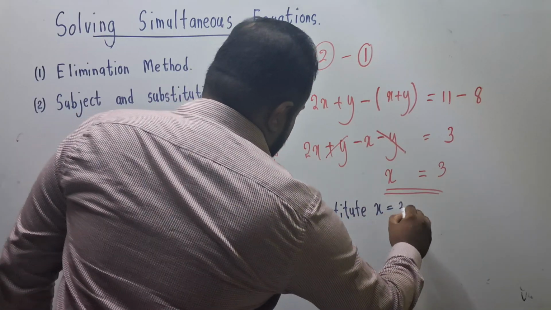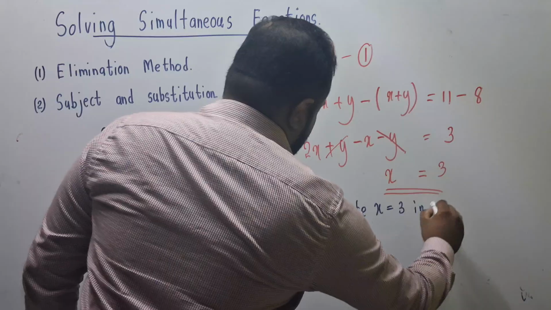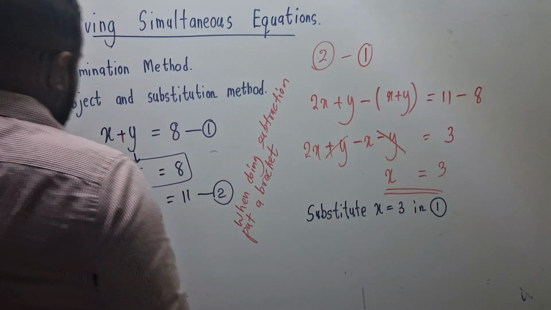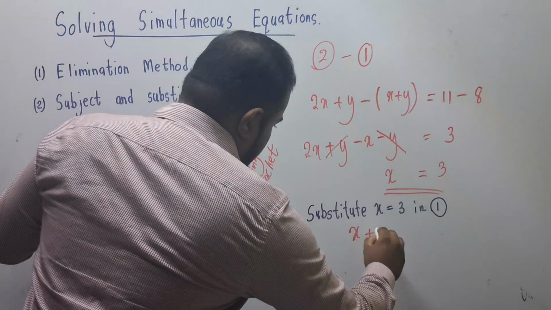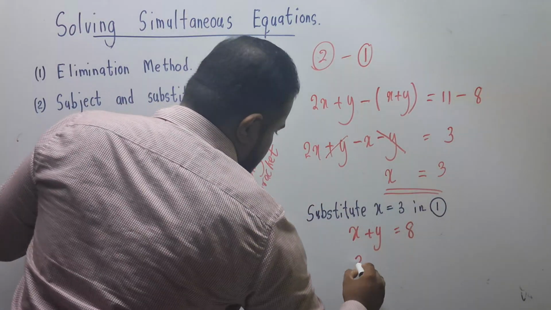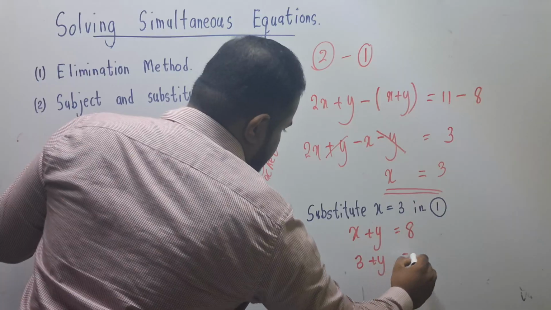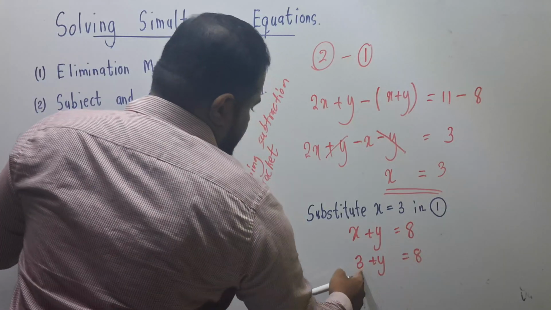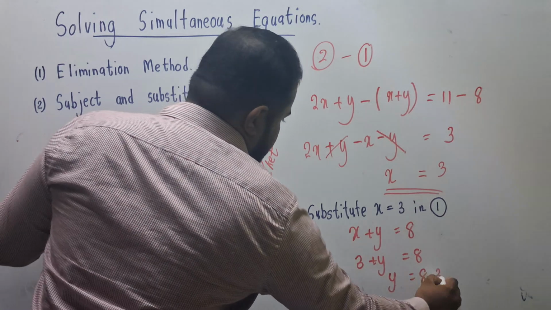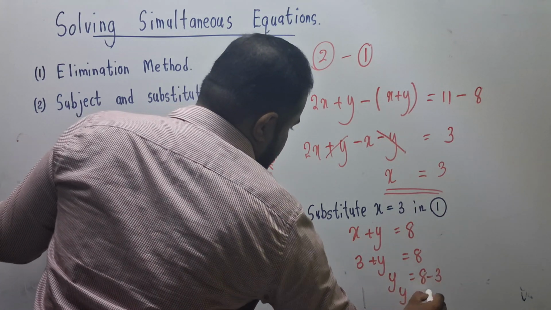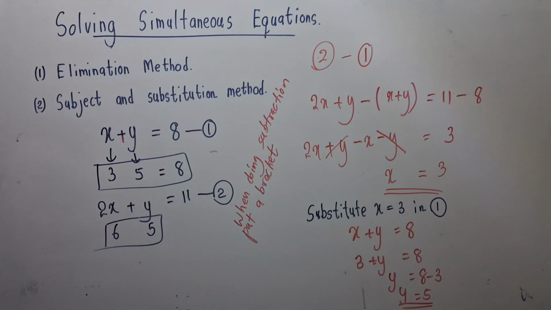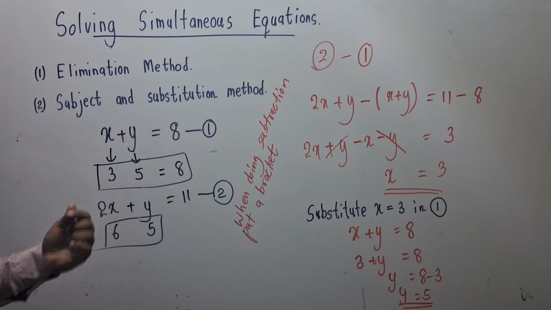Substitute x equals 3 in equation number 1. x plus y equals 8. Now we found x equals 3, so 3 plus y equals 8. We can take this 3 to the other side and subtract. y equals 8 minus 3. The value of y is 5. As we thought before, we got the answer.